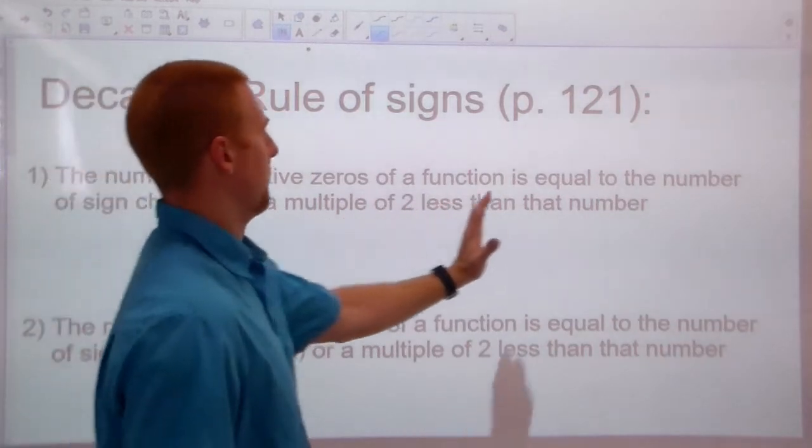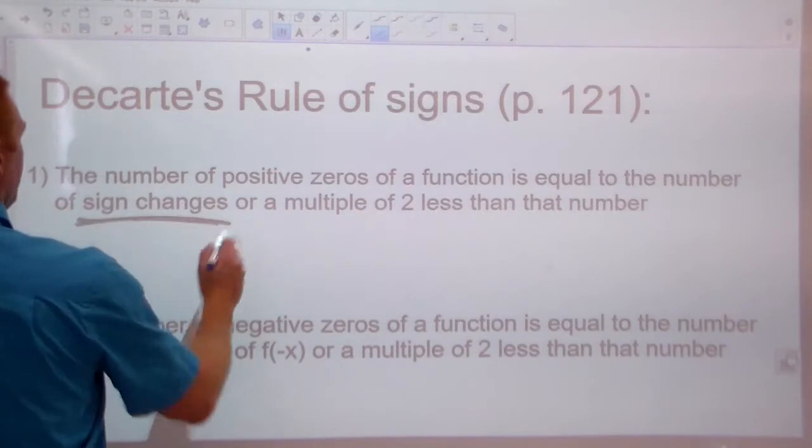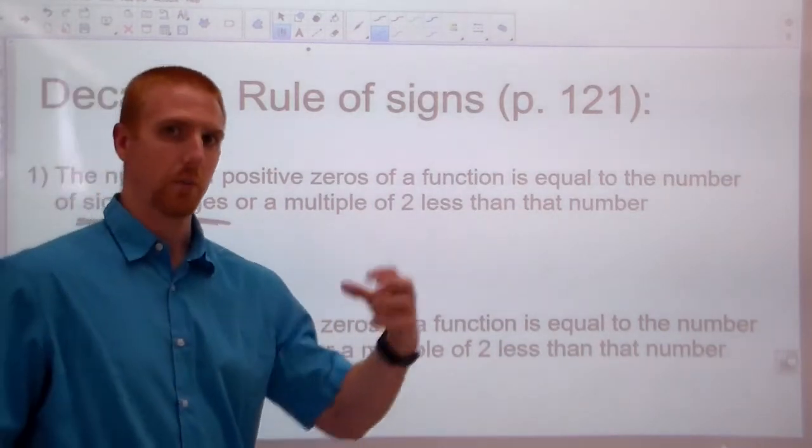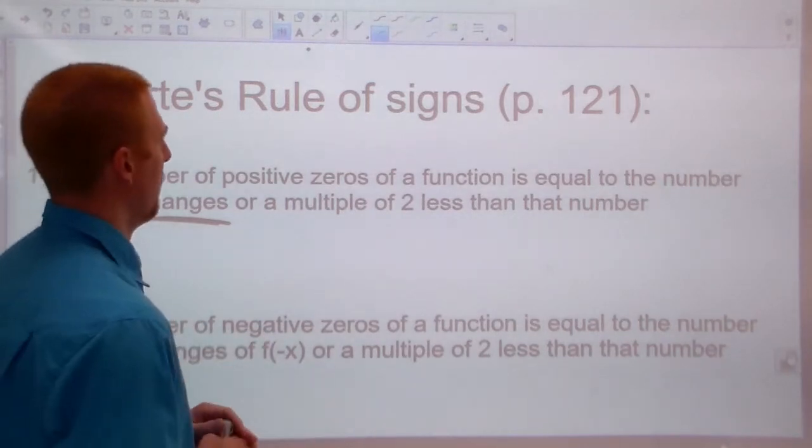Number of positive zeros of a function is equal to the number of sign changes. So this is the thing. If you want to know about how many zeros you're going to have that are positive, we're going to be looking at sign changes as we go through the polynomial.